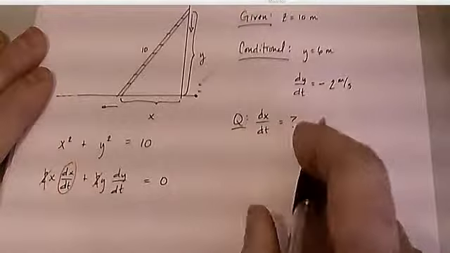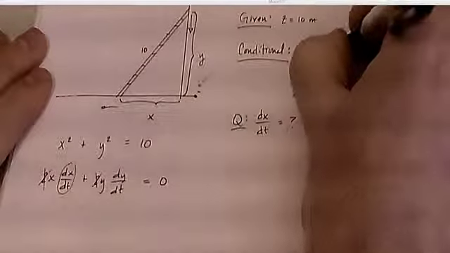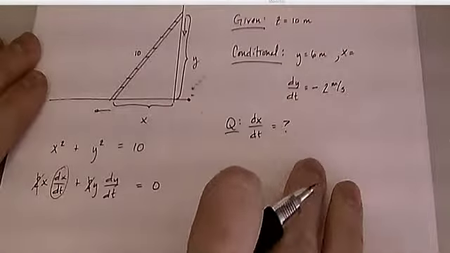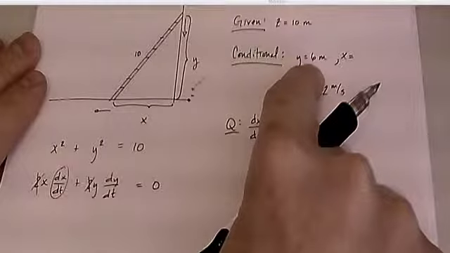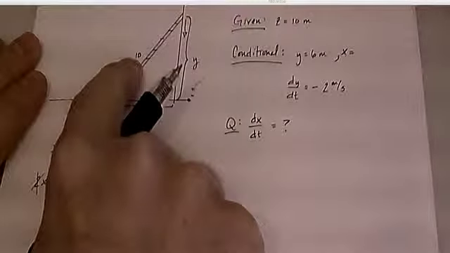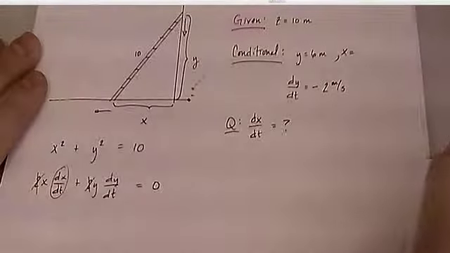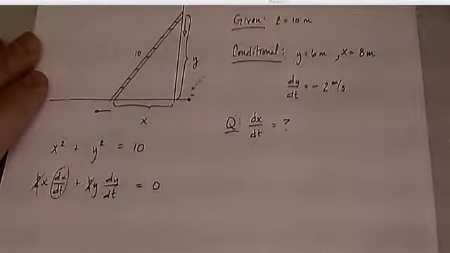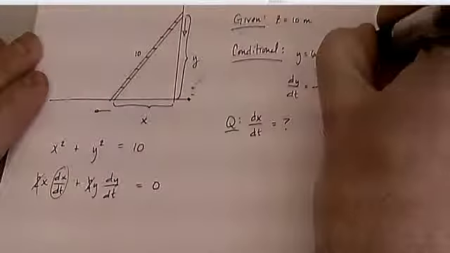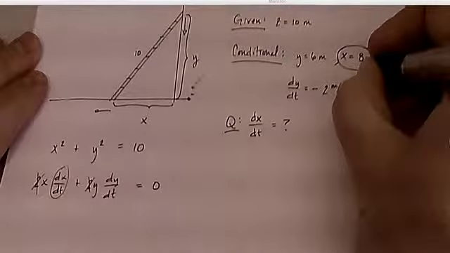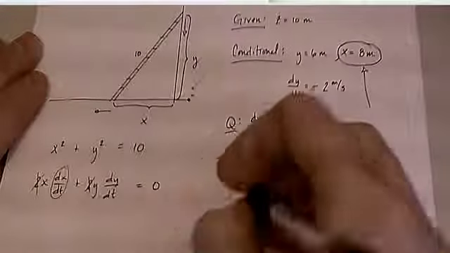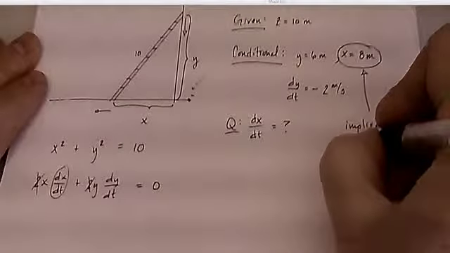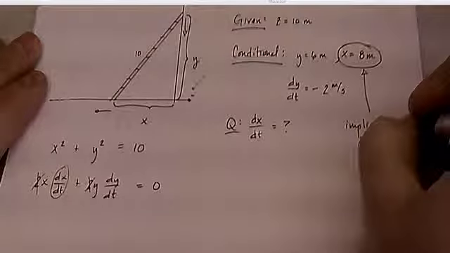But there is actually sort of a ghost or an implied piece of conditional information. If y is equal to 6 at a particular instant, and I know that z is always equal to 10, a 3, 4, 5 right triangle tells me that at that same instant, x is 8. So while this is part of the conditional, it is not part of the conditional that was explicitly given, and therefore I usually refer to it as my implied conditional information, or just my implied conditional.